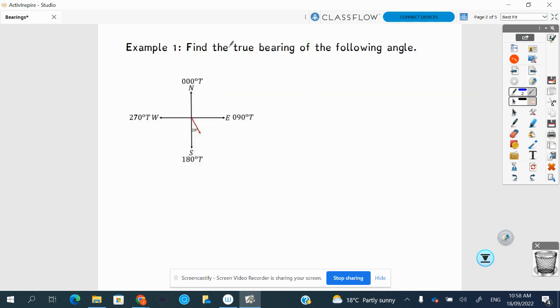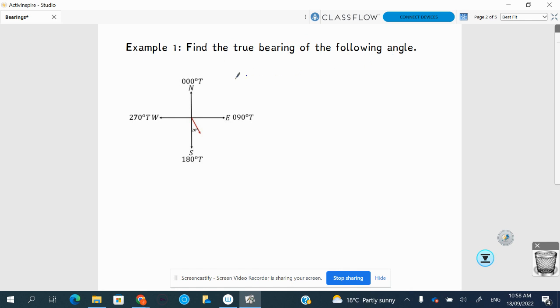This is an example. Find the true bearing of the following angle. What do we know? We know that the true bearing of true south is 180 degrees. That means we can find this true bearing, which is this angle here, by going 180 and subtracting this 20 degrees here. 180 minus 20 is going to give us an angle of 160 degrees, and then we'll write a capital T for true. That's all.